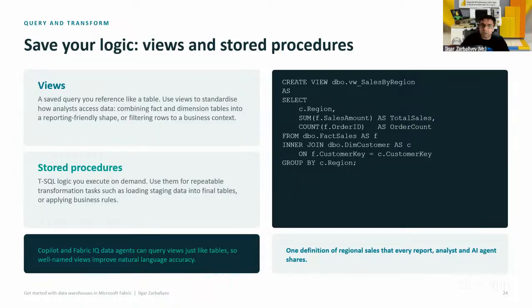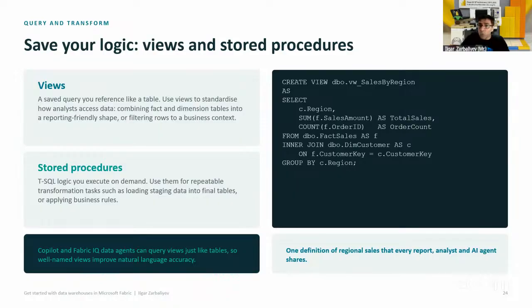Look at the example on the right. It creates a view called vw_sales_by_region. It joins the fact table to the customer dimension, groups by region, and returns total sales and order count.